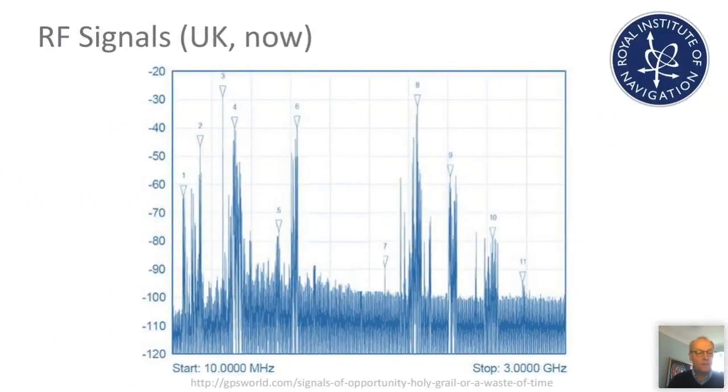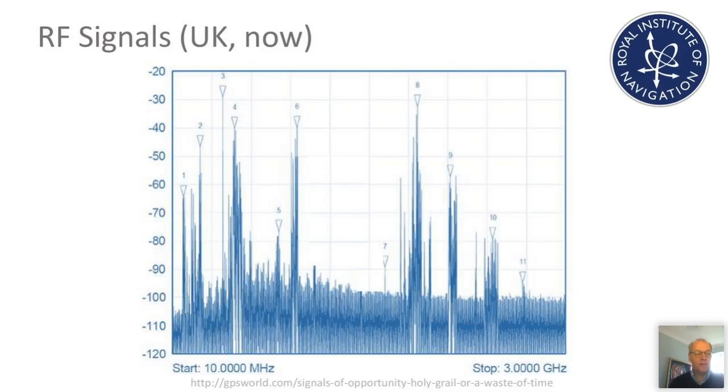So why are they vulnerable? Well, the first answer to that question is that they're extremely low power by the time they reach the surface of the Earth. So these signals from the satellites are very low power. Here is a spectrum analyzer plot. This is the spectrum from relatively low frequency on the left, about 10 megahertz, to higher frequency on the right, about 3 gigahertz, of all the different radio signals in the UK.